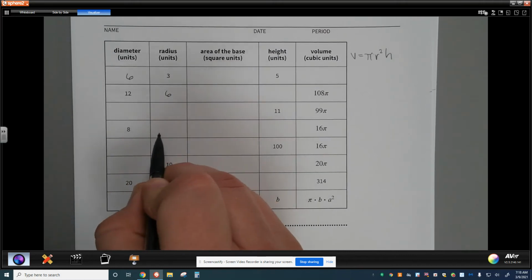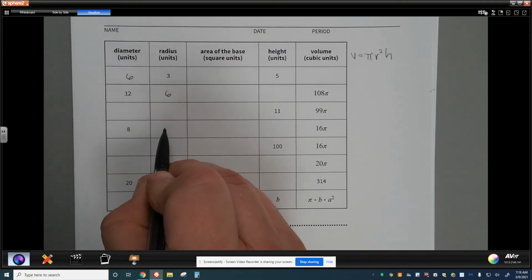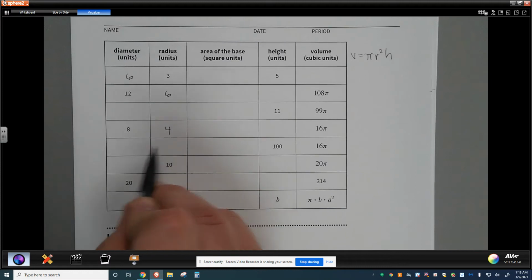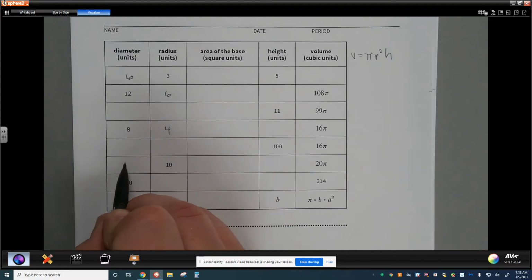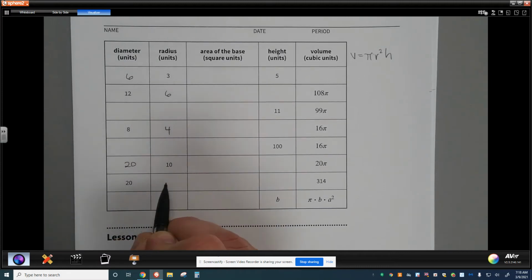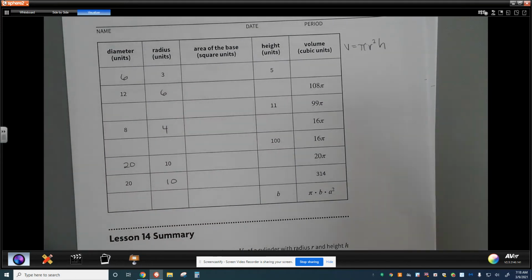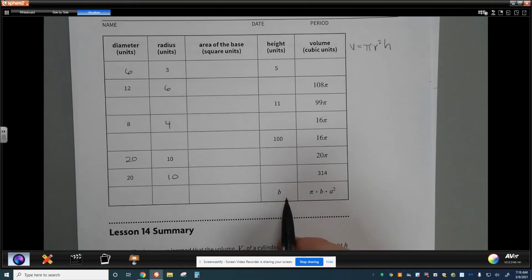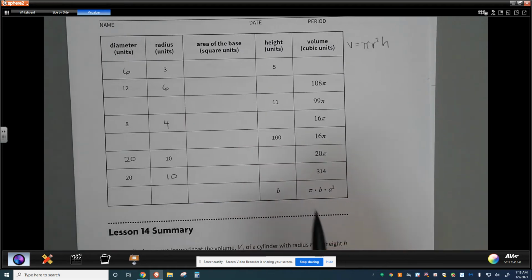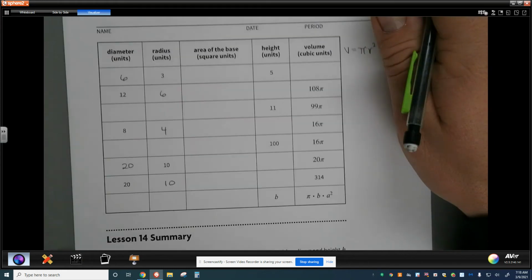Looks like we don't have that one yet. 8 for a diameter, 4 for a radius, don't have the next one. 10 for a radius, 20 for a diameter, and the last one appears to be unknown. But what we can actually look at is over here to the right side. There's a lot of other information we'll go through here in a second.